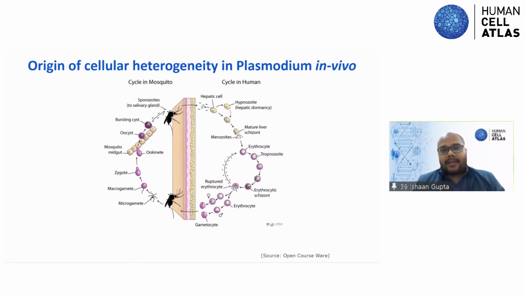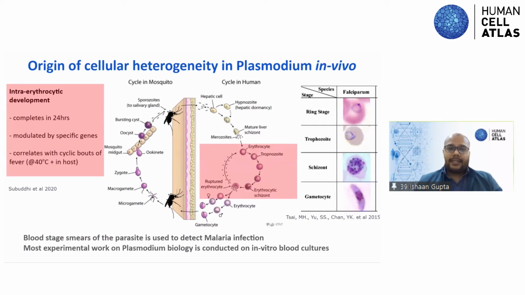Plasmodium is an interesting organism which is adapted to live in two different hosts, the mosquito and the human. After it bites the human host, it has two life cycles. One is called the hepatic life cycle, probably something that Ash also showed. And then there is something called the intra-erythrocytic life cycle, where the Plasmodium is multiplying within the red blood cells. This particular life cycle is studied quite extensively, because this is where you would have a typical blood smear to detect whether you have malaria or not.